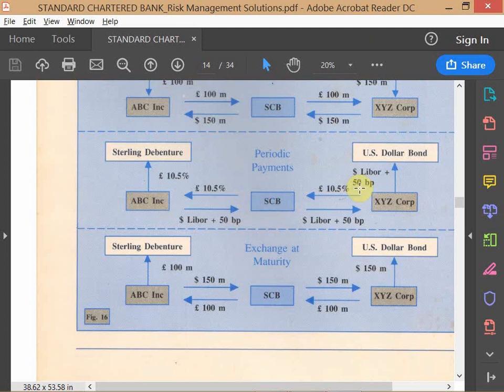Yes, Prachi, can you help? What happened? Is my question clear? So, what is your answer? LIBOR plus 50 basis points. That's their net cost of funding. No. Okay, what about Vaibhav? No. Pallavi? No. Is my question clear? What is not clear about my question?